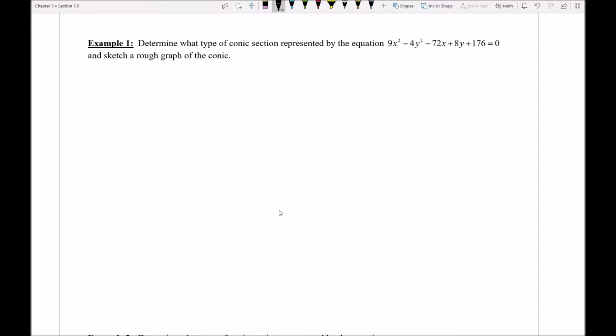Let's take a look here at example number 1. We want to determine what type of conic section is represented by this equation, and then we want to provide a rough sketch of what the conic might look like. Okay, so this is obviously not in the form of any of the previous conics that we had talked about.